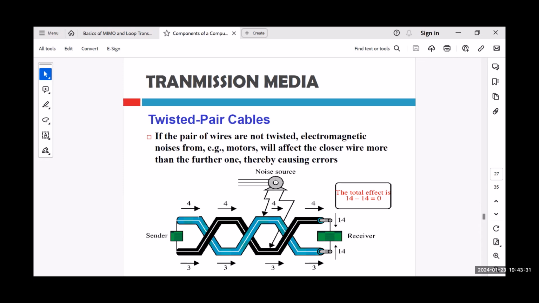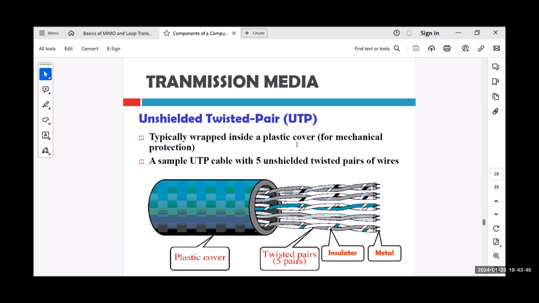So this is sort of a noise source. We have some sender and we have a receiver over there, right? So the total effect of the noise is nullified courtesy of this mechanism of twisting the cables. Okay, the unshielded twisted pairs are typically wrapped inside a plastic cover for mechanical protection. The plastic cover is basically for the mechanical protection.